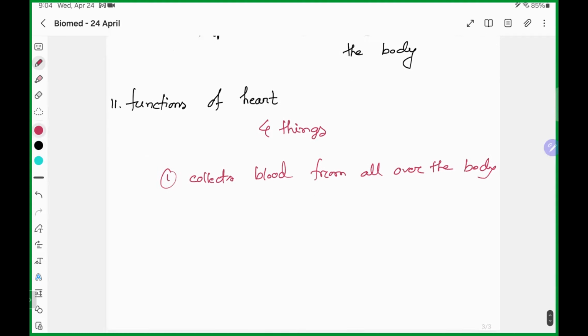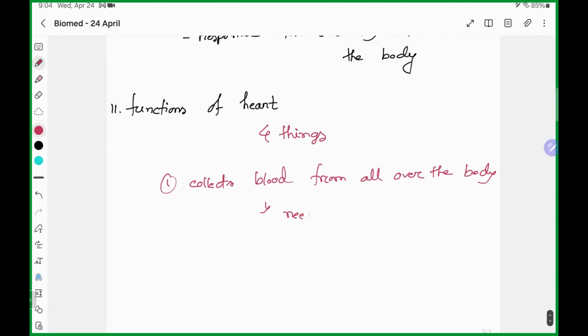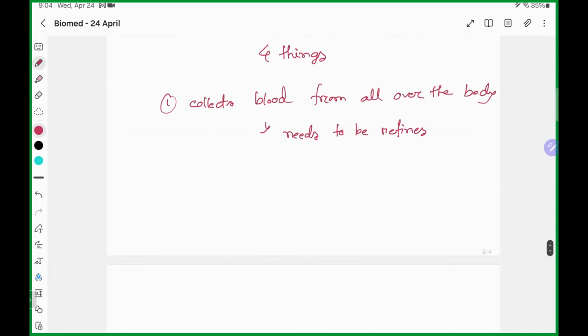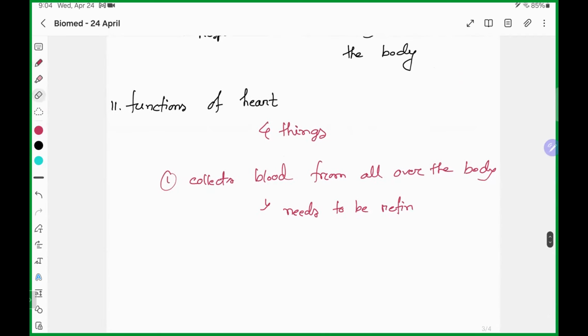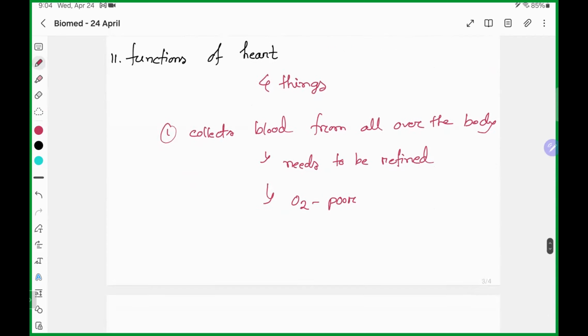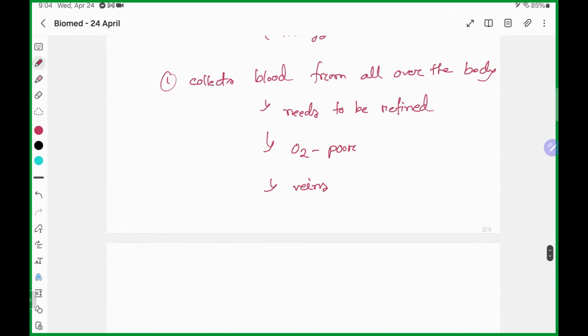Now this blood needs to be refined. Why does it need to be refined? This is oxygen-poor blood, not oxygen-rich blood. So the heart collects the blood from all over the body through veins.